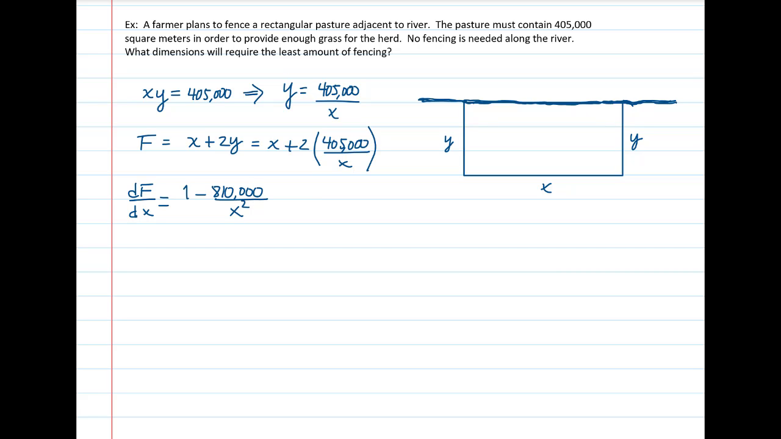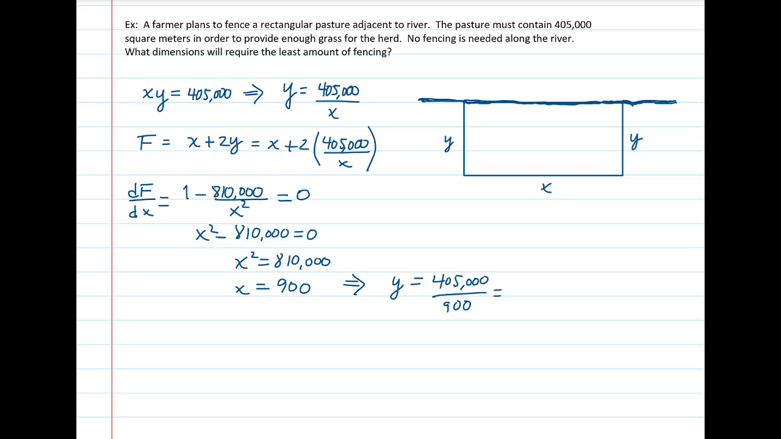Now setting this equal to 0 to figure out my critical numbers and ultimately the minimum, we get that x squared minus 810,000 is equal to 0. Again, combining the two terms, getting the numerator equal to 0, I get that x squared is equal to 810,000. Let's take the square root of that, and x is equal to plus or minus 900. But then again, we're only interested in the positive amount since we're talking about distances here, or lengths.